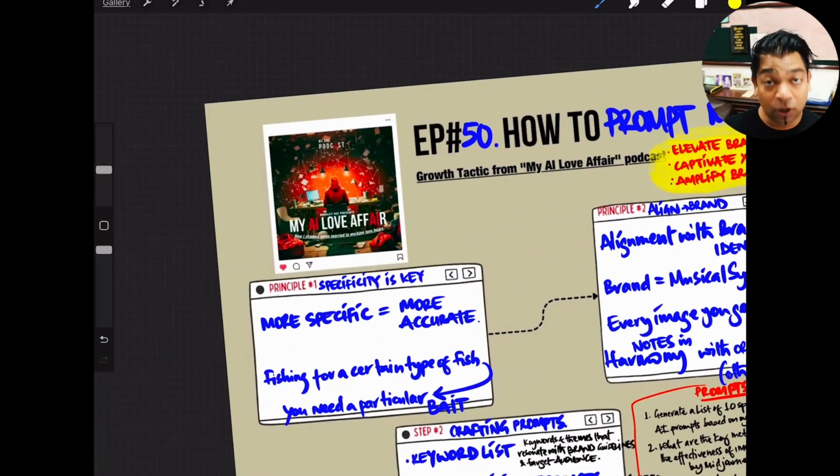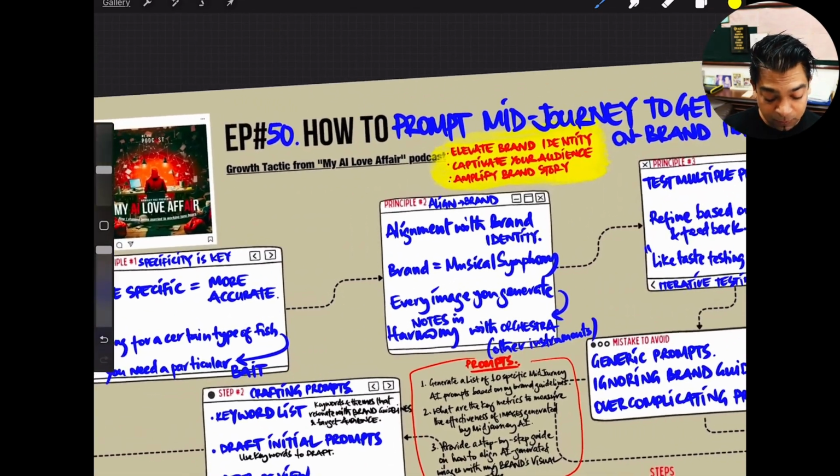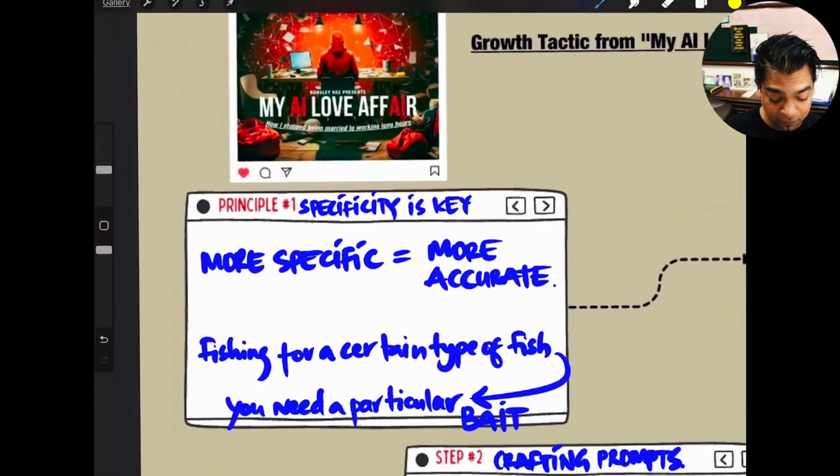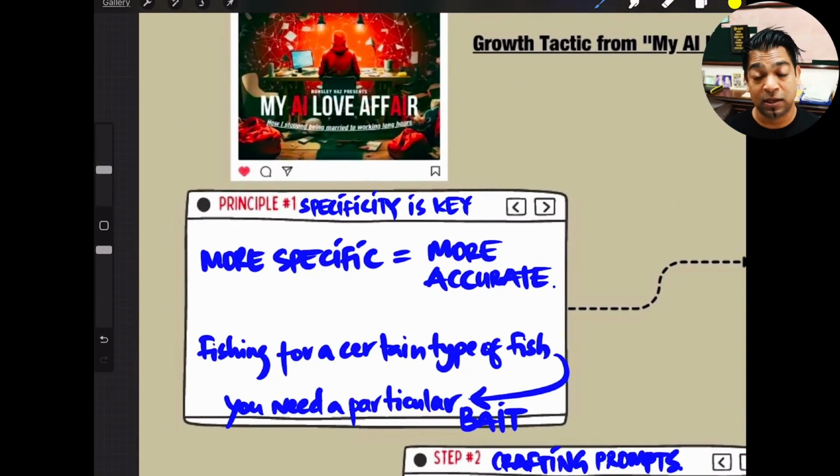All right. Like always, I'm going to give you 3 principles followed by mistakes to avoid, and then some steps followed by how to do it with artificial intelligence. So the process is key here.